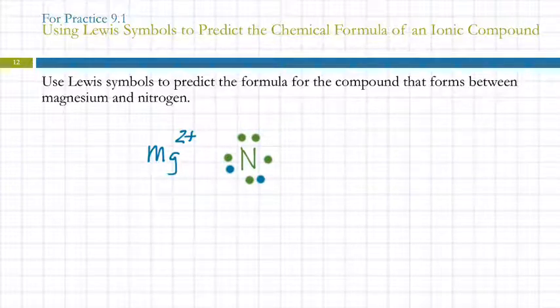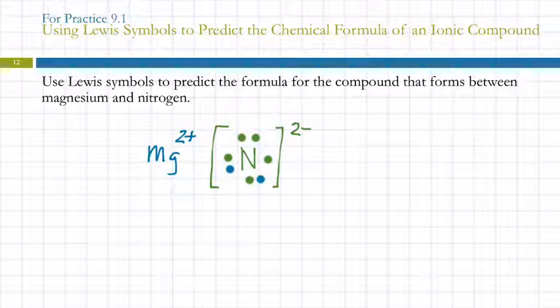This nitrogen now also has a charge. What's the charge on the nitrogen? 2 minus. Is the nitrogen happy? No. It's happier, but what does it need? 1 more electron. Well, if there's 1 magnesium atom around, there's probably a whole bunch more. So he got 2 electrons from 1.